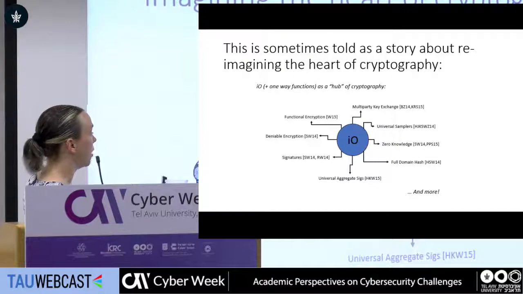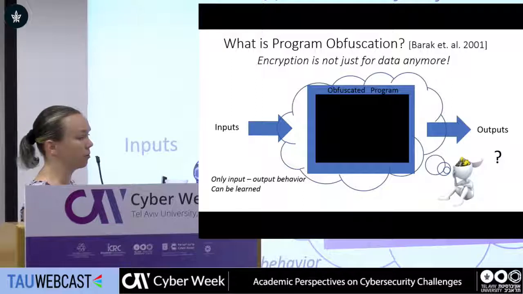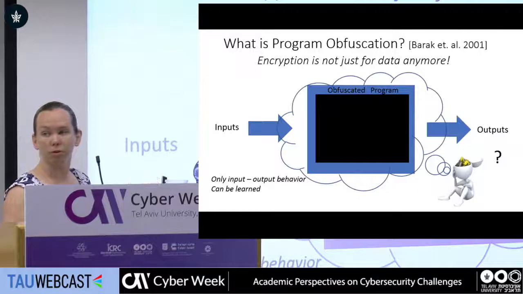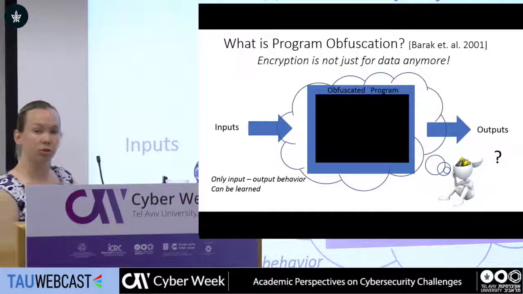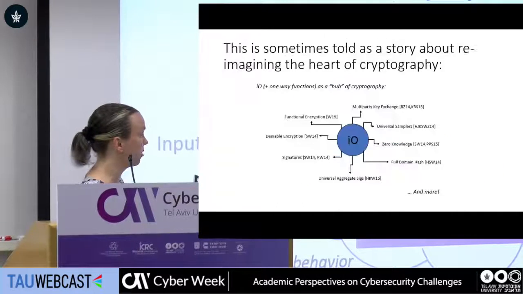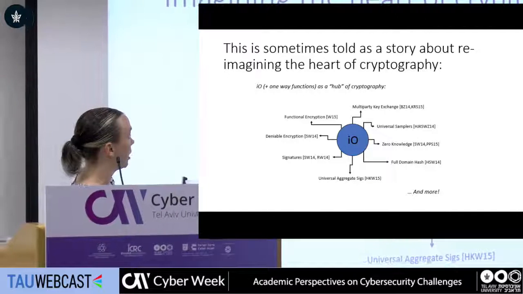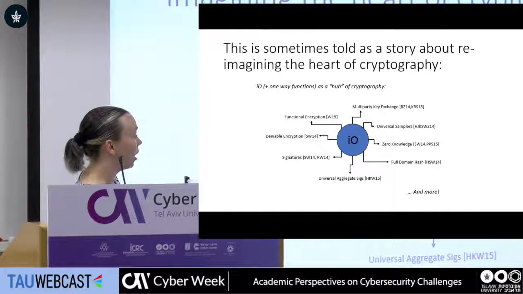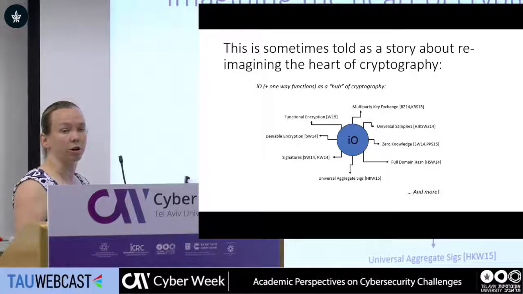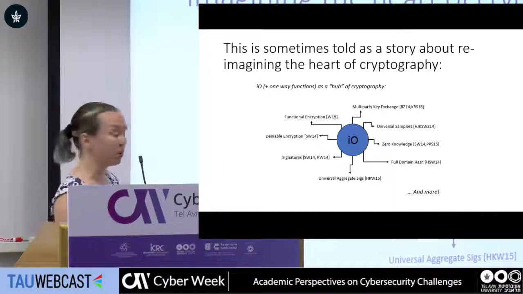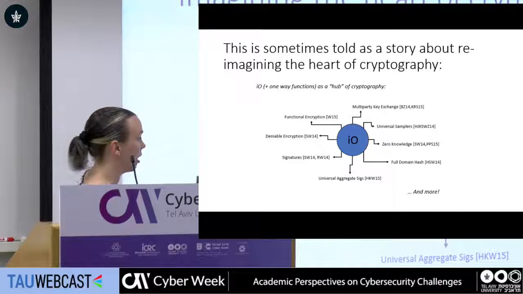What has come out of that is two different branches of research. One is building up what kinds of programs we can do this for. We know we can't do it for all programs, but we can still do it for many interesting kinds of programs. The other is to use a notion called iO, indistinguishability obfuscation, which is a bit weaker than the fully black box picture, but turned out to be surprisingly useful.